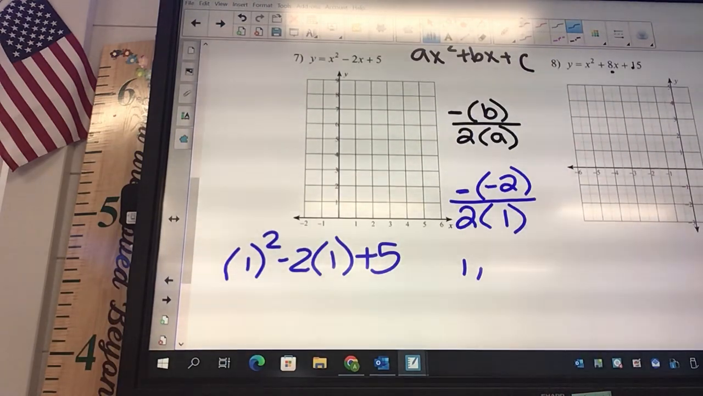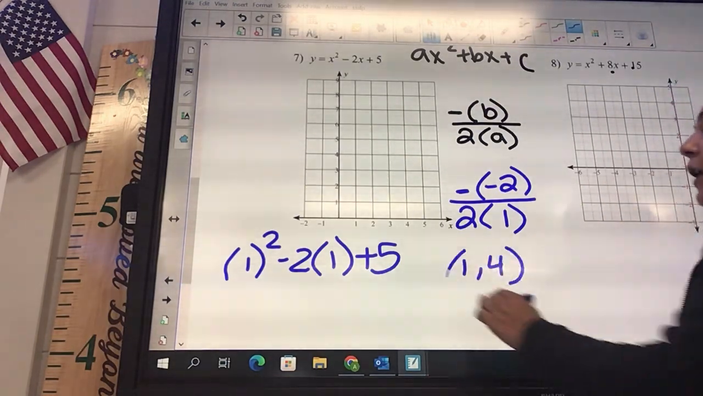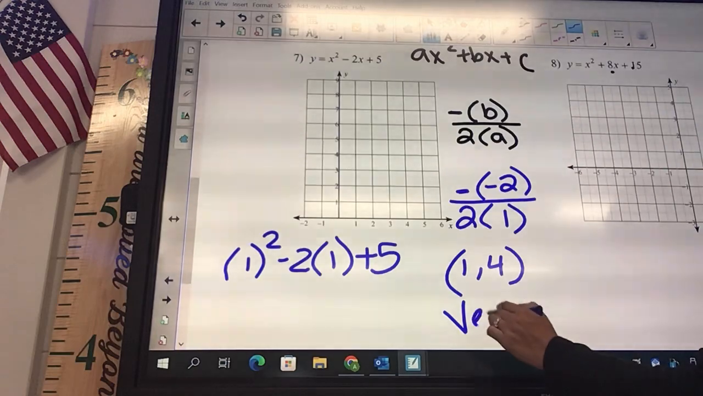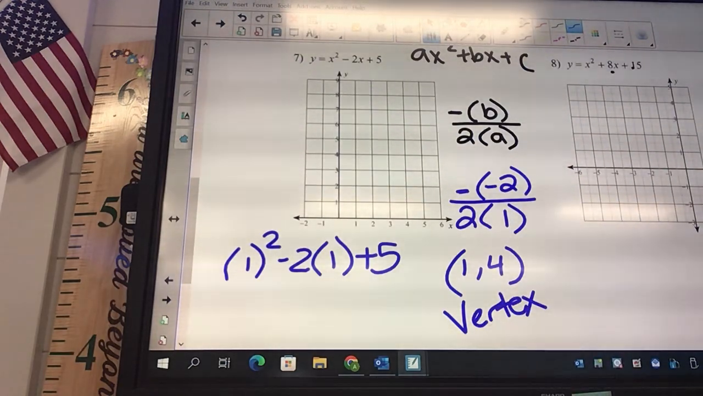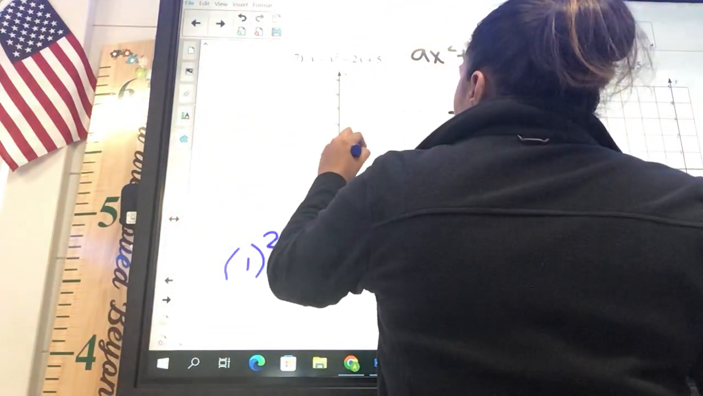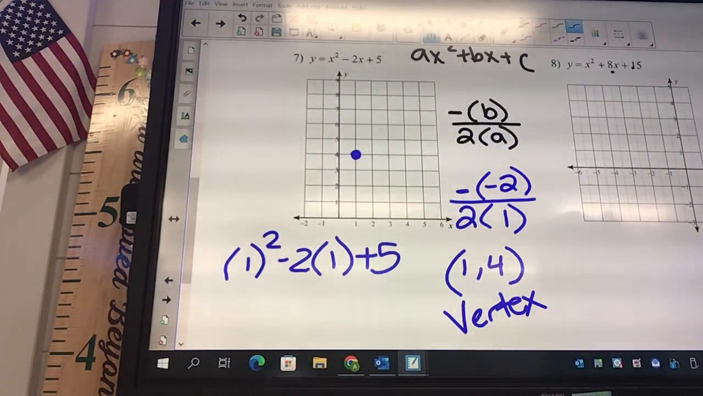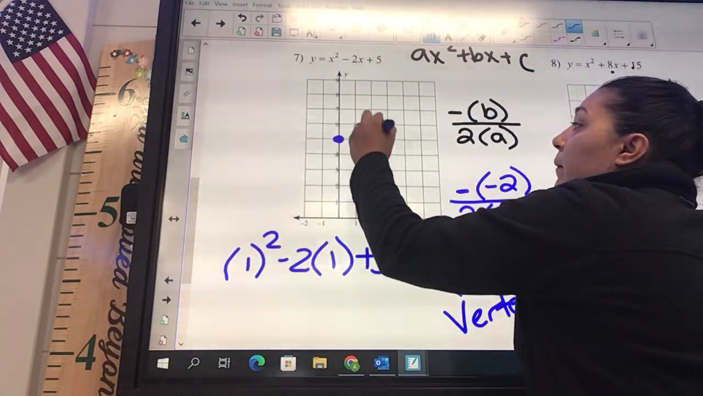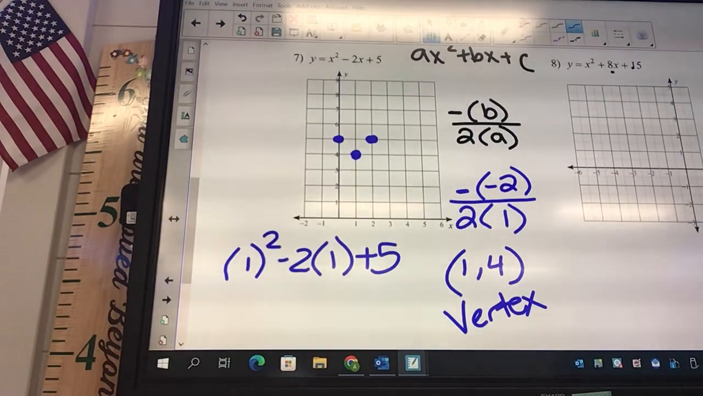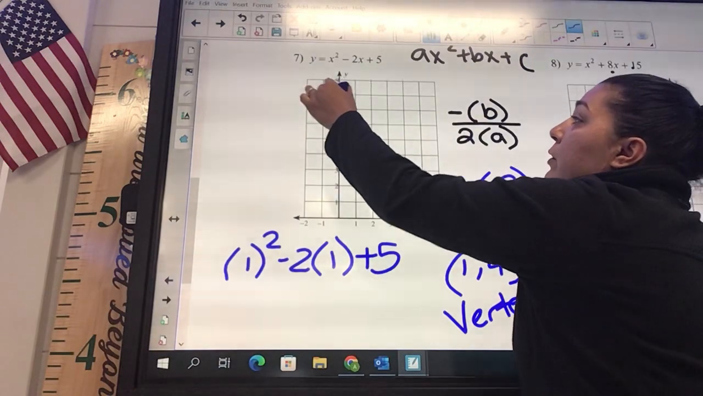It's 4. So this is our vertex. This is what we found. What does the vertex stand for? It's our starting point. So find 1, 4. Does this graph open up or down? It opens up, because there's no negative up front. So you're going to go up 1 over 1 and put your dot. Then you're going to go up 4 over 2. 1, 2, 3, 4 over 2.